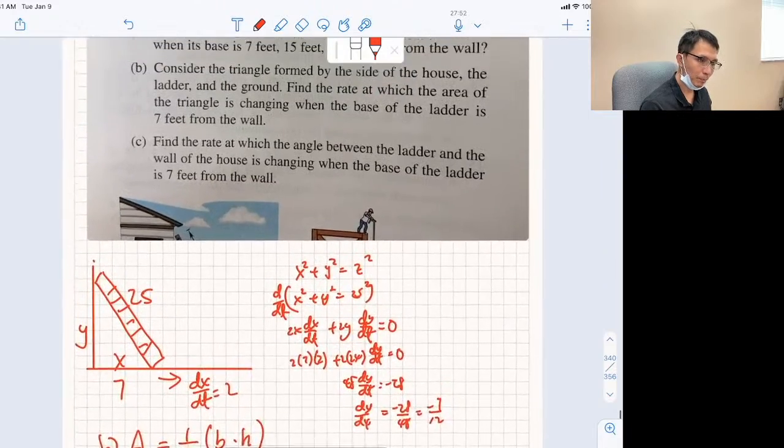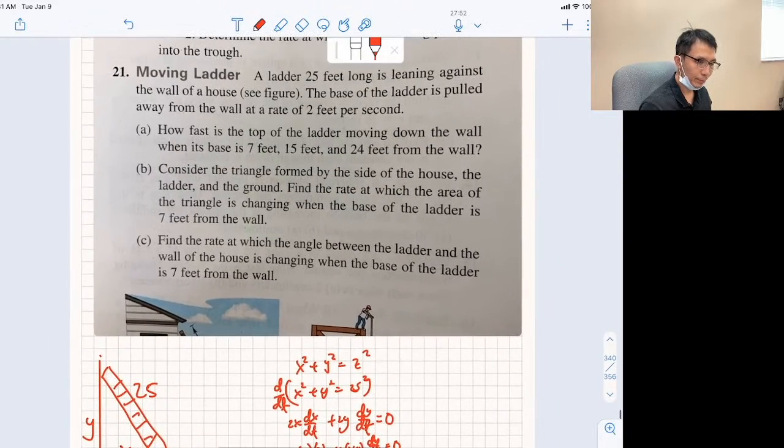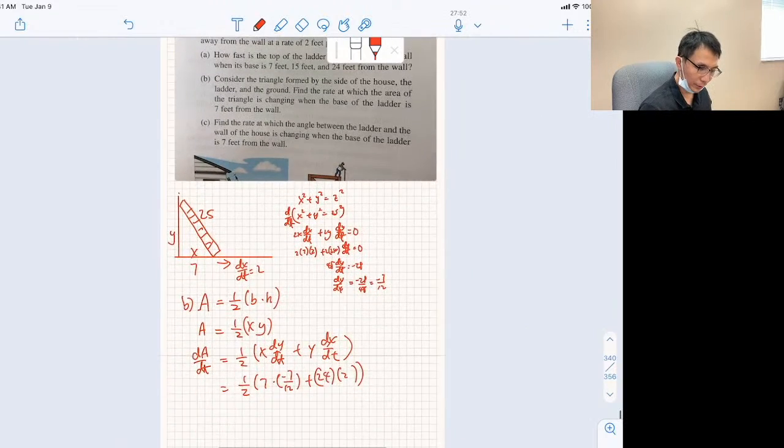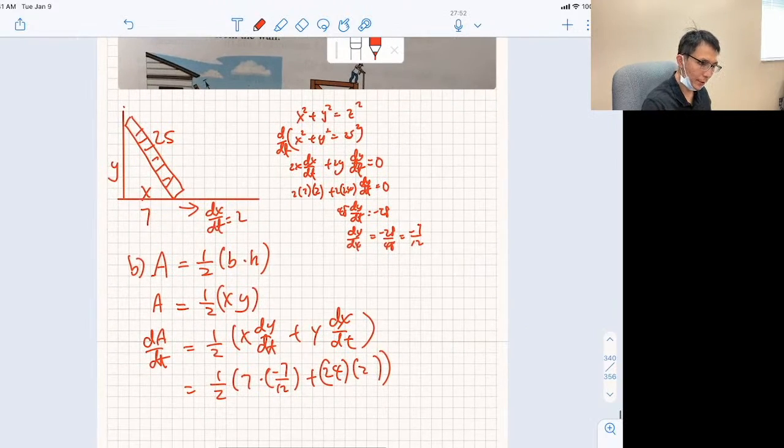David, pay attention. Wait, can you go back real quick? Huh? 24. How do I get 24? Why is it 24? Because you use Pythagorean triplets. Oh. So it'd be 7, 24, 25. Or you can use the Pythagorean identity to figure out 24. Yep.